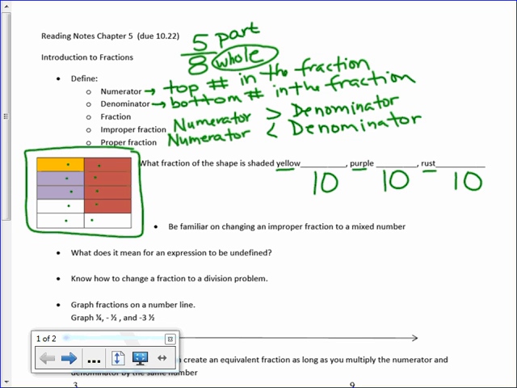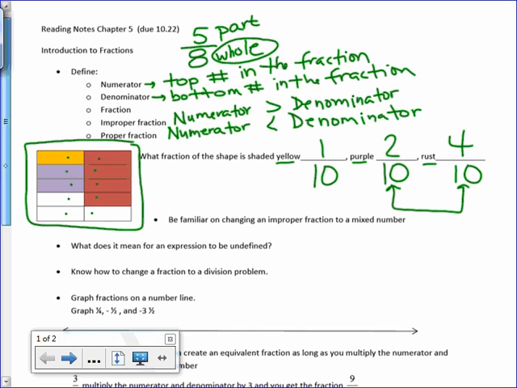Okay, and of those 10, how many are yellow? 1. So 1/10 of my shape is yellow. How many are purple? 2. So 2/10 of my shape is purple. And how many are rust? 4. 4/10 of my shape is rust. Now, these two fractions here are not in simplest form, and we'll talk about that here in a little bit.